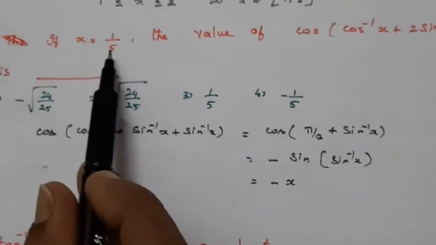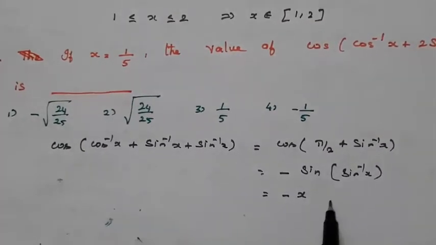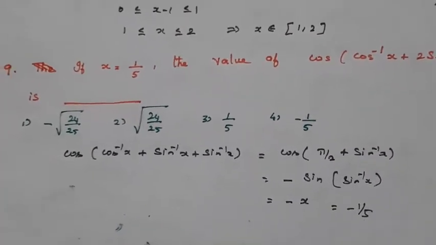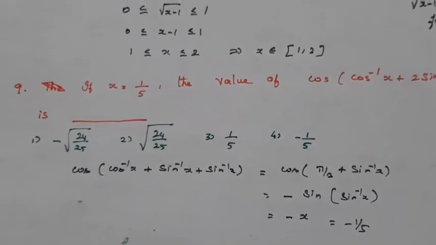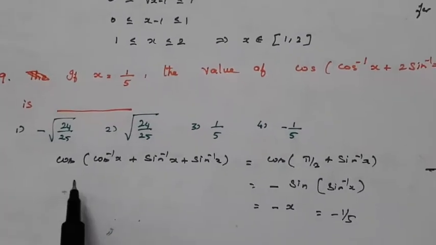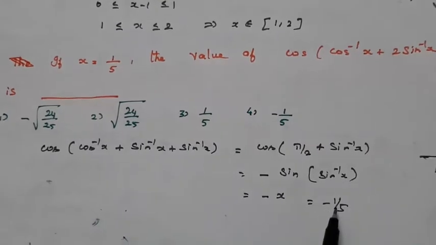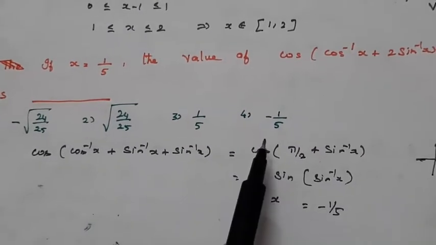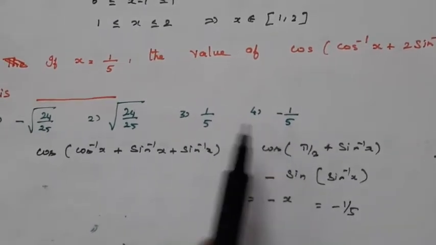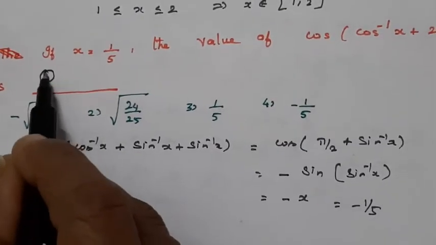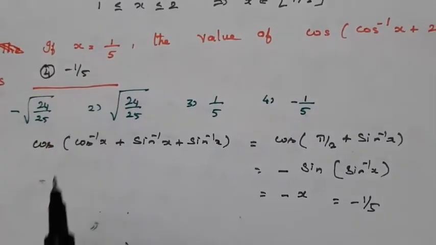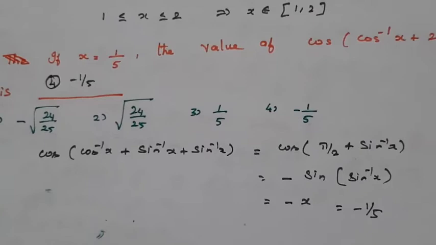So what is the value of x? x is equal to 1 by 5. So that is equal to minus 1 by 5. The value of x is given as 1 by 5. Therefore, the given expression takes the value minus 1 by 5. So is there any option? Yes, that is option number 4. So option number 4, minus 1 by 5, is the correct answer for question number 9.